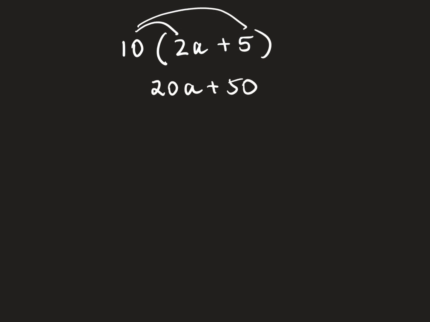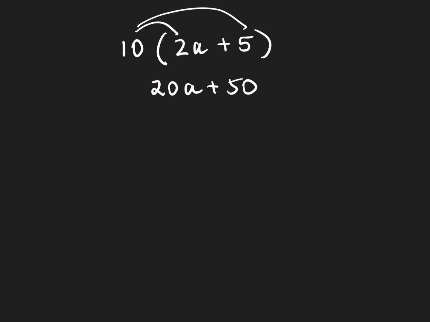Okay, we've just got one more thing to learn. If 10 lots of 2a plus 5, what do I go? 10 lots of 2a is 20a, 10 lots of 5 is 50. We're now going to learn to go back the other way, to put things into brackets. When we put things into brackets, it's called factorising.